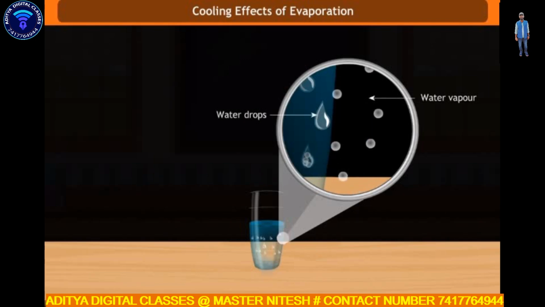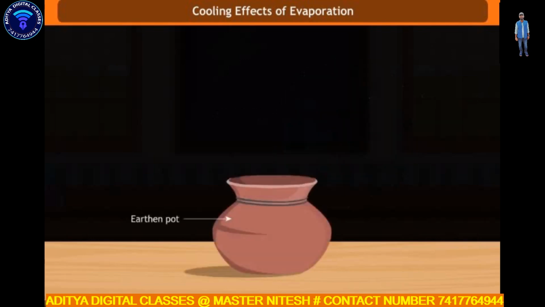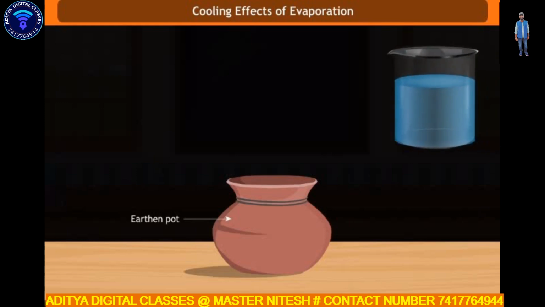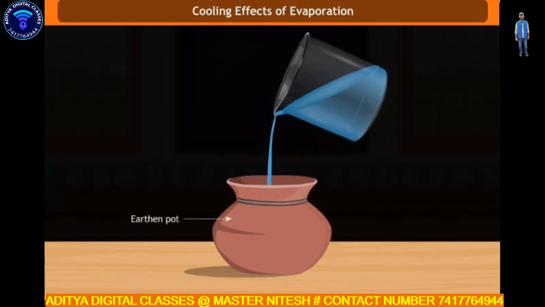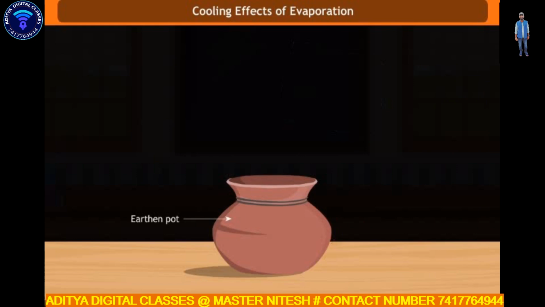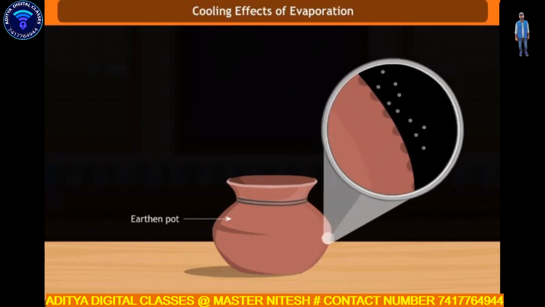Let us take another example from our daily life. The cooling effect caused by evaporation can be easily observed in an earthen pot which has minute pores throughout its surface. Water keeps coming out of these pores. This water absorbs heat from the pot and evaporates. This is how the water present inside the pot remains cool.